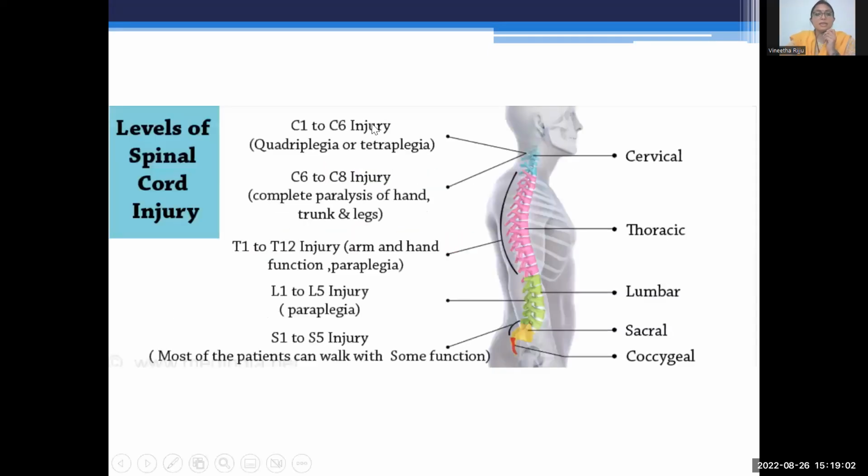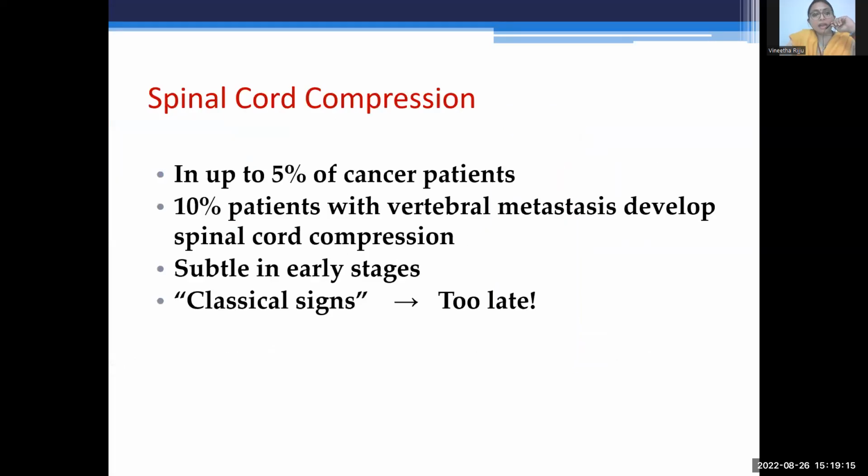So that is a diagrammatic representation showing where the injury is caused and what it could lead to. It's self-explanatory, right? And spinal cord compression is seen in 5% of cancer patients. 10% of patients with vertebral metastasis develop spinal cord compression. And what you see usually is a very subtle sign in the early stages. So by the time your patient actually comes to you, it's probably too late.